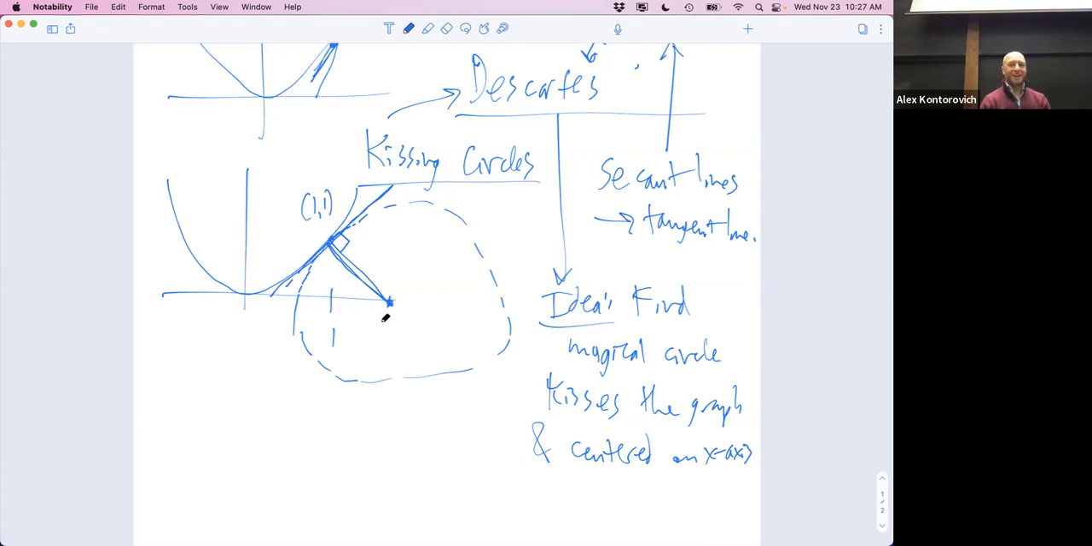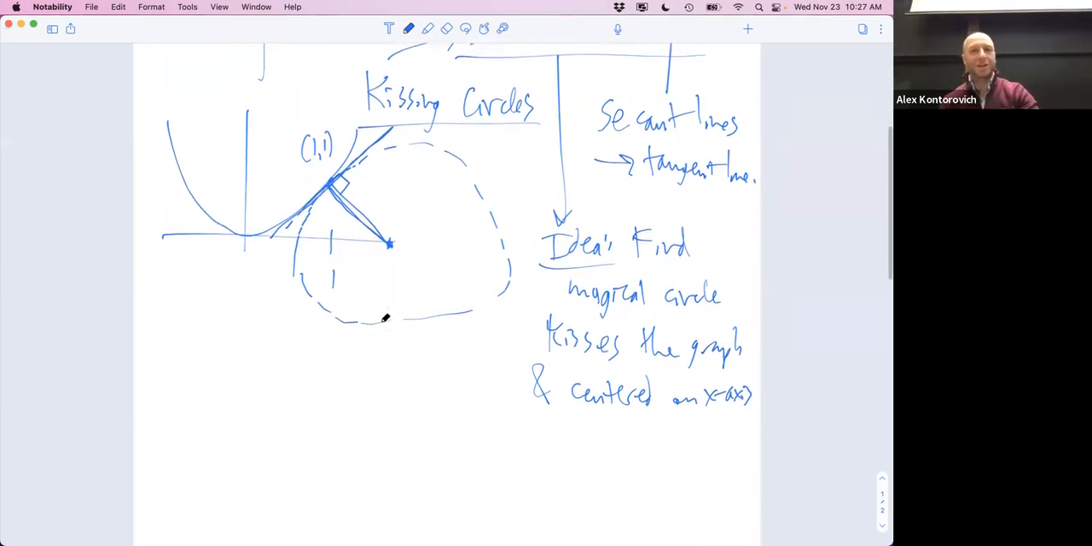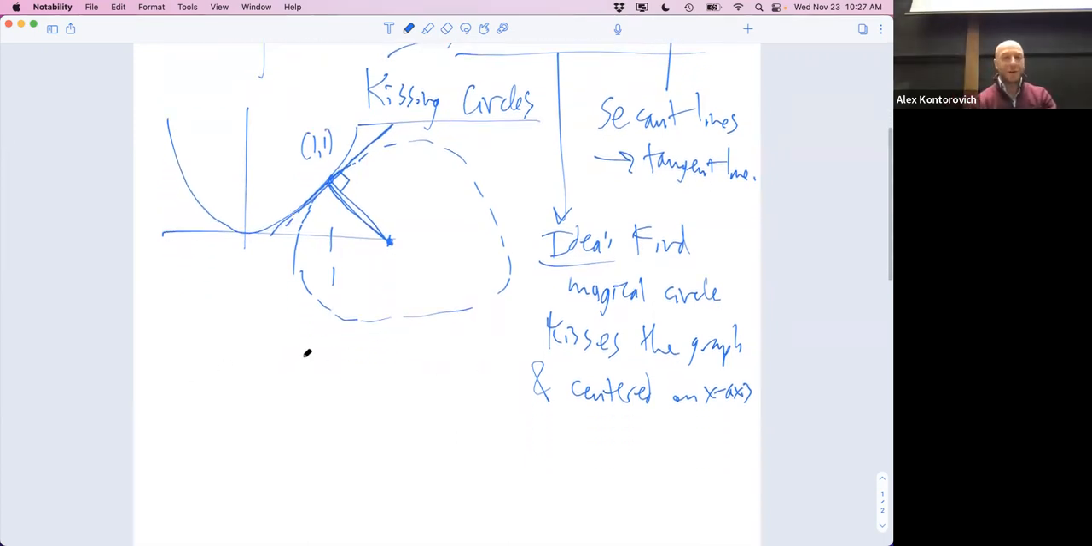So that's the idea. Now, how is he going to get a kissing circle? Again, it's going to be a limit, but instead of taking limits of secant lines, he's going to take this point 1, 1, and he'll take another point. Let's start with exactly how we started working with secant lines. If we have a circle going through the 2 points 1, 1, and what's this going to be? 2, 4.